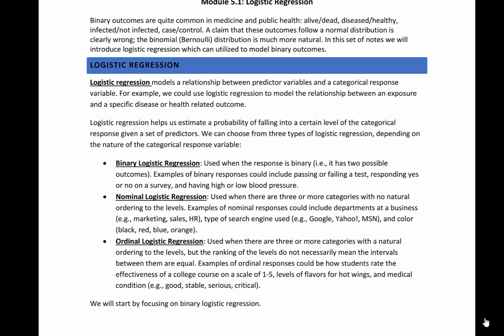We can choose from three types of logistic regression depending on the nature of the categorical response variable. There's binary logistic regression, and that's used when the response is binary. In other words, it only has two potential outcomes. Nominal logistic regression is used when there are three or more categories with no natural ordering to the levels. And ordinal is used when there are three or more categories with a natural ordering to the levels. So to start out with, we're going to focus on binary logistic regression.